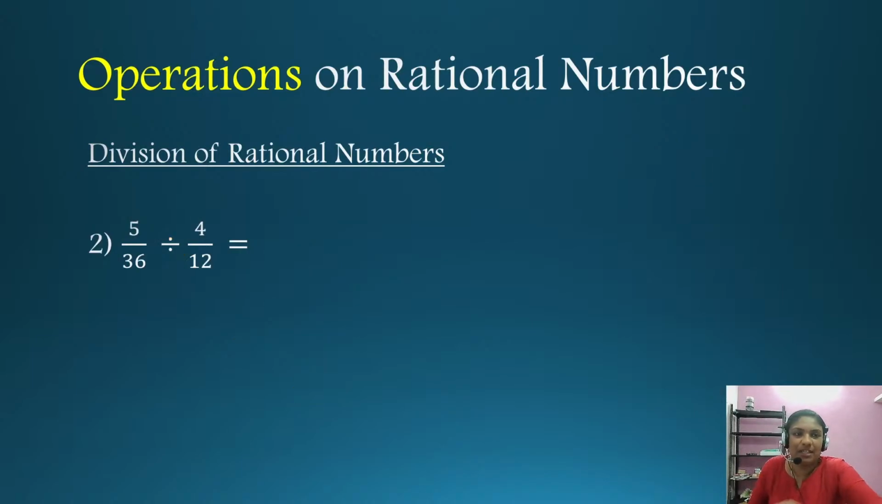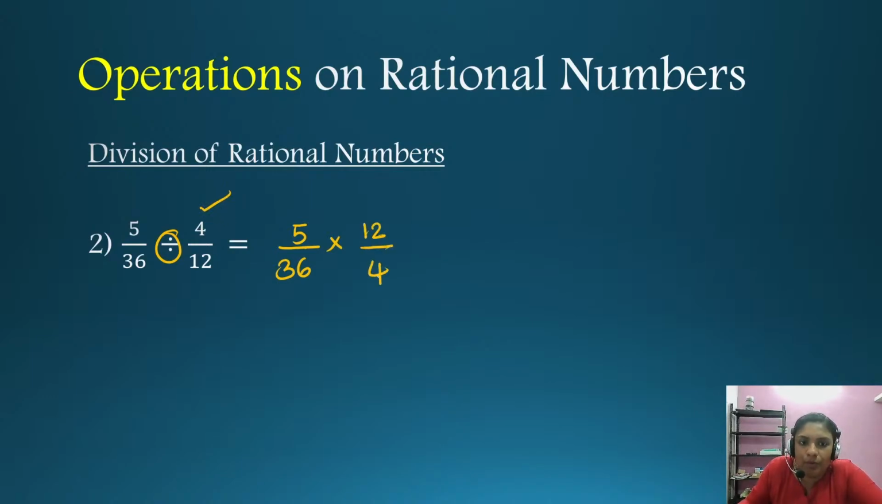Let's see another question. 5 by 36 divided by 4 by 12. Let's write the dividend first, 5 by 36. Now we have to convert the sign into a multiplication symbol. So what is the process? We have to take the reciprocal of the divisor. So it will become 12 by 4.